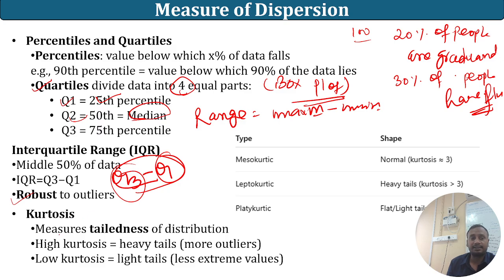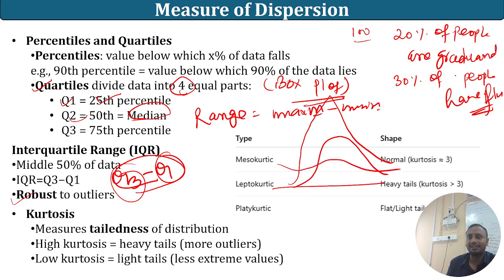Then kurtosis. Kurtosis is the measure of tailedness of the distribution. I told you one time, if the data is normal, the distribution looks like this. If the data is leptokurtic, it's going to look like this, very peaked. Or if it's flat like this, it's going to be platykurtic. So they show how variable the data is.